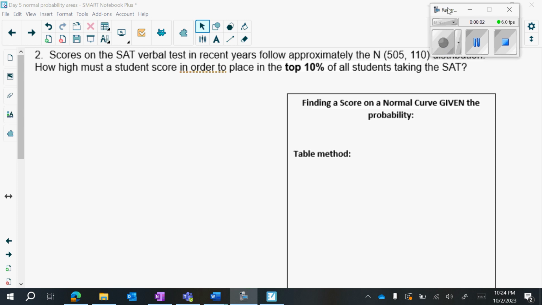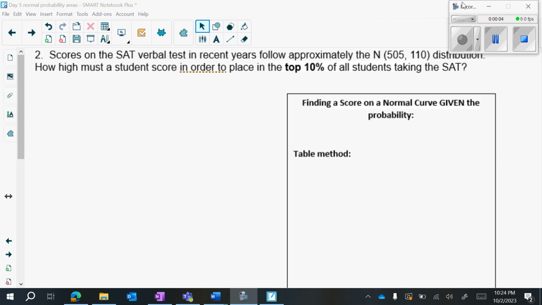Hi everyone, I wanted to go over one last skill that we need for the normal curve unit. This skill, I think we got up to in one of my classes, but I'm just going to go over it again with all of you. It has to do with working backwards, given an area to find a score when we have a normal curve.